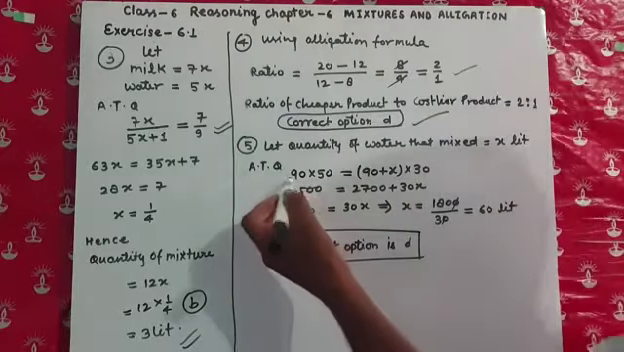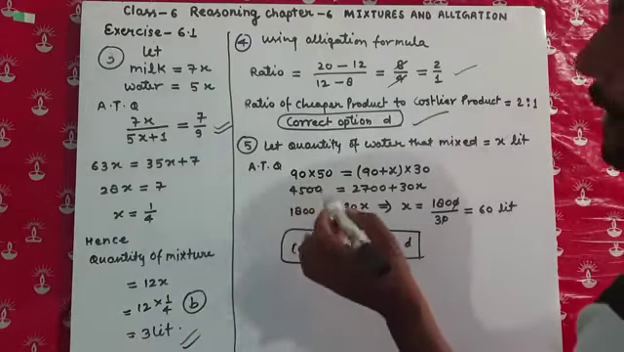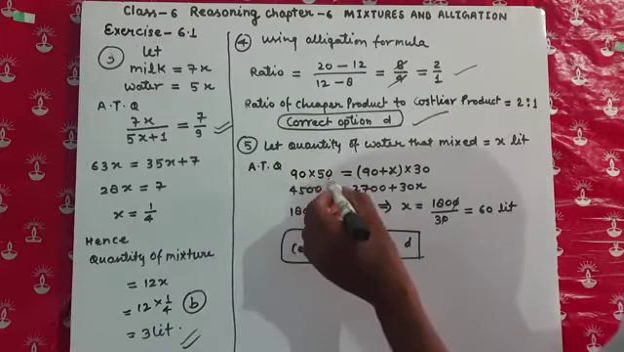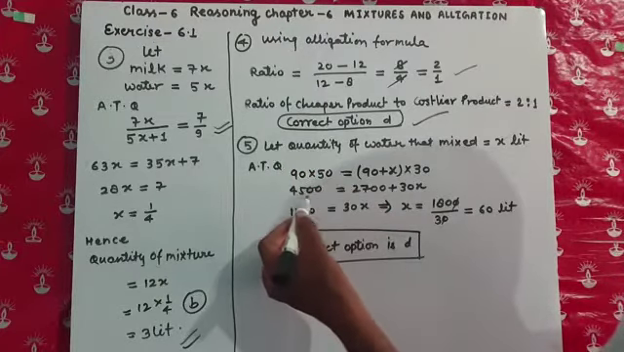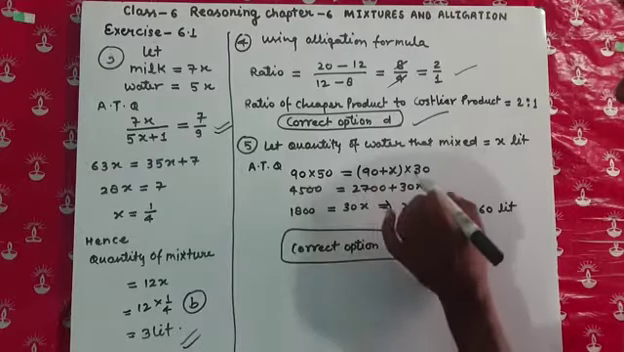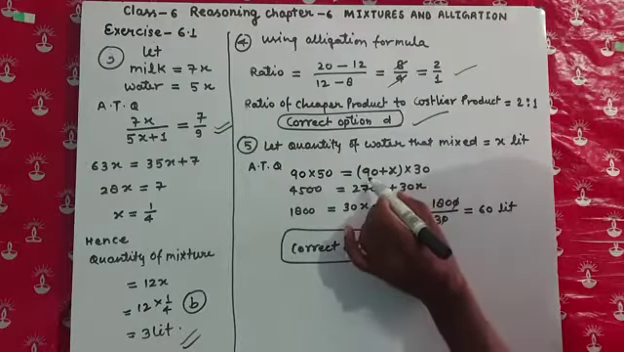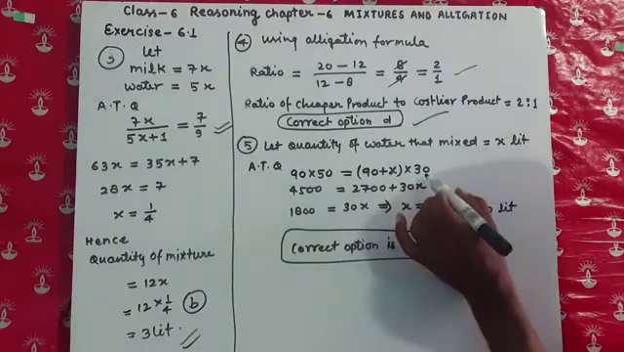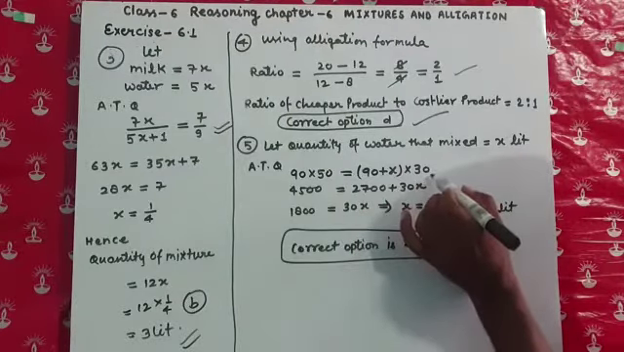So according to the question, if he is selling at the rate, the total amount is given as 90 liters. If he is selling at the rate of 50, then it becomes 4,500. But after adding x liters of water, the quantity becomes 90 liters plus x liters, and this quantity is sold at the rate of 30 rupees.